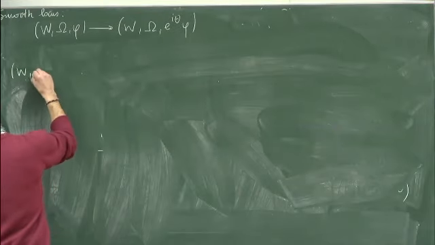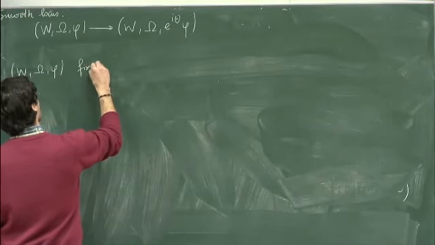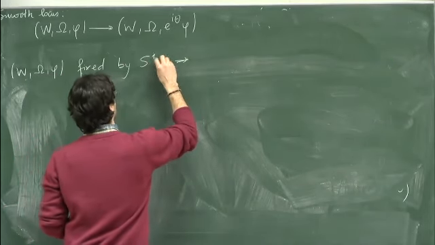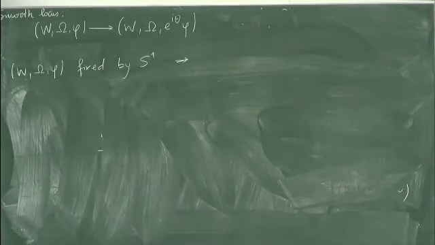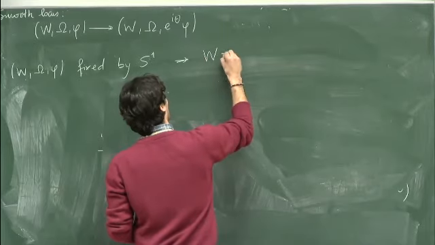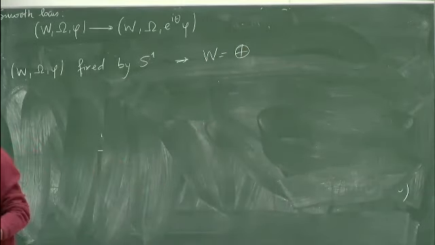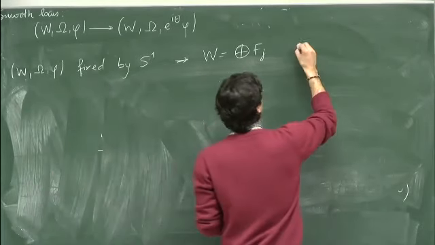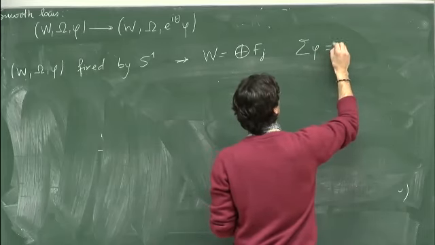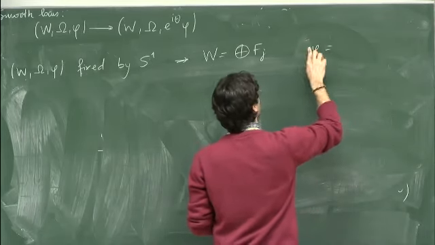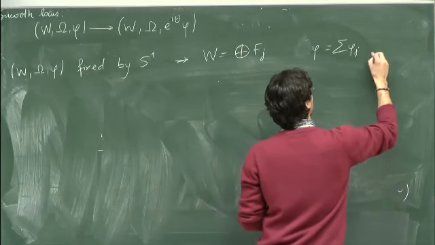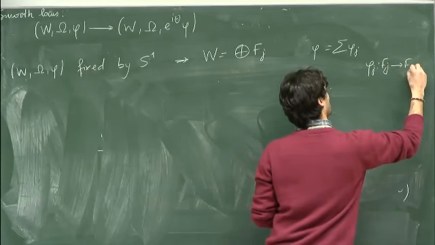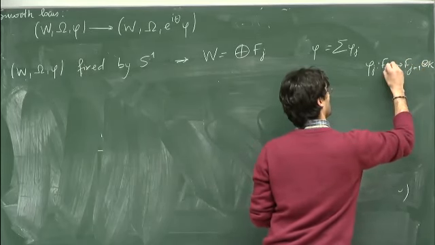So if it is fixed by the S1 action, then, as was proved by Simpson, we have a decomposition of W, the vector bundle W, as a direct sum of vector bundles, and also a decomposition of the Higgs field, phi equals the sum of phi j, where each phi j goes from fj to fj plus 1 tensor k. Okay.